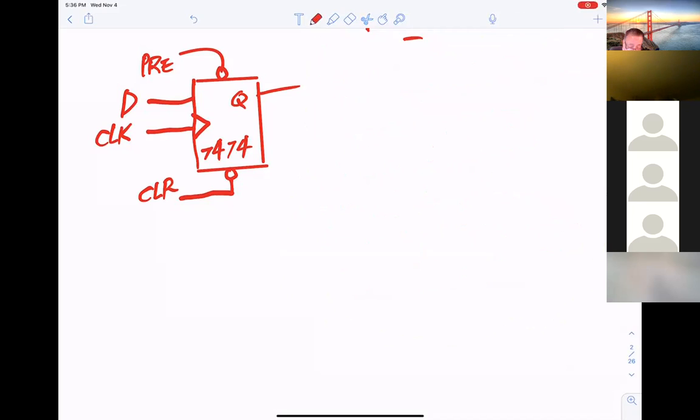Now, if I said PRE 0, CLR 1, what is Q? Q has to be 1. Okay?